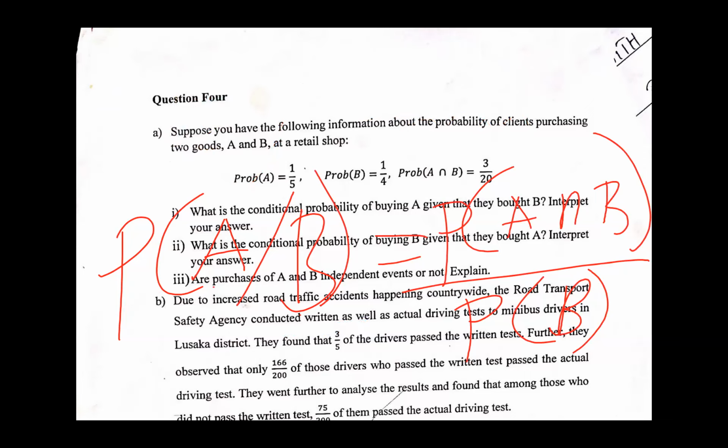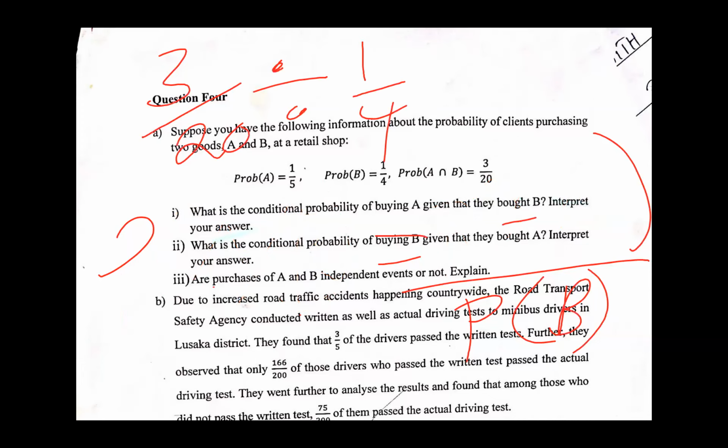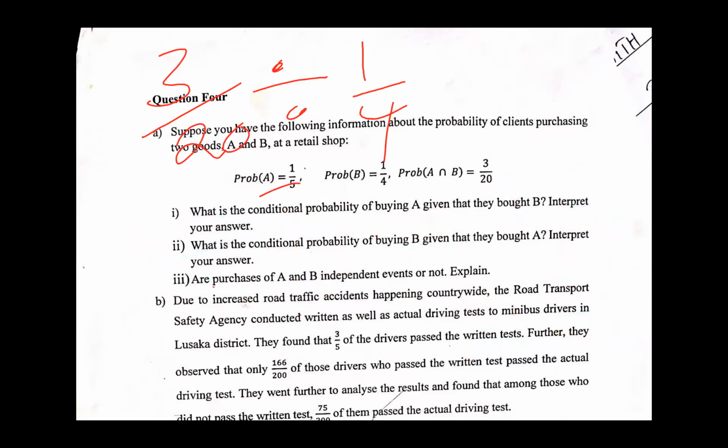And let's now put answers. It's very easy. What is A intersection B? It is 3 over 20, divided by the probability of B, which is 1 over 4. Then you solve. What's the answer? 3 over 20 times 4 over 1.